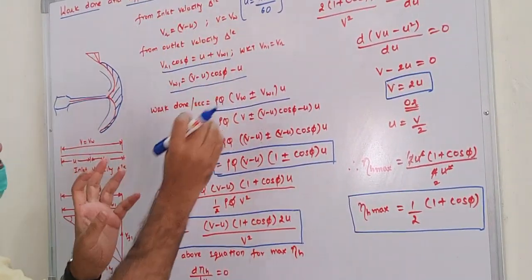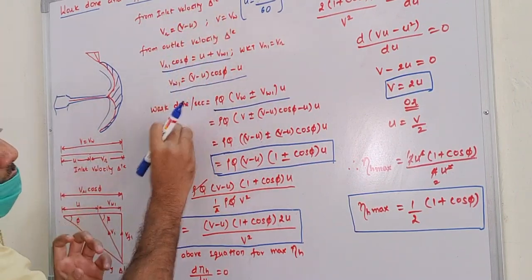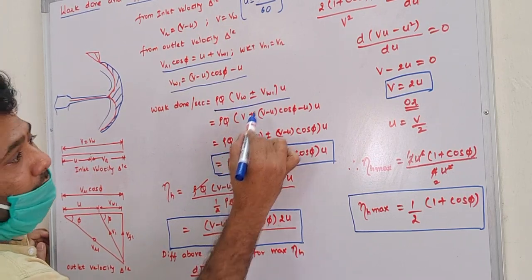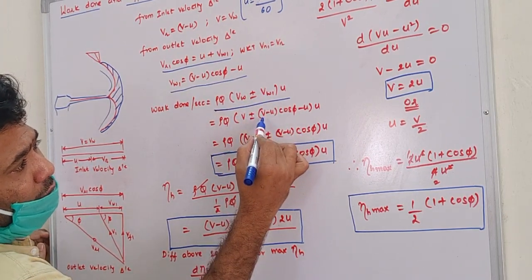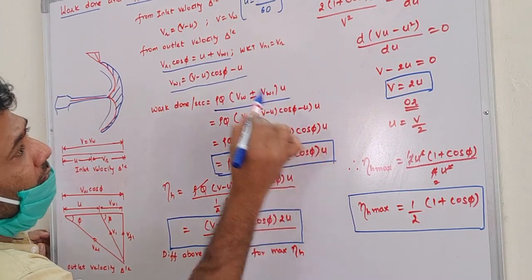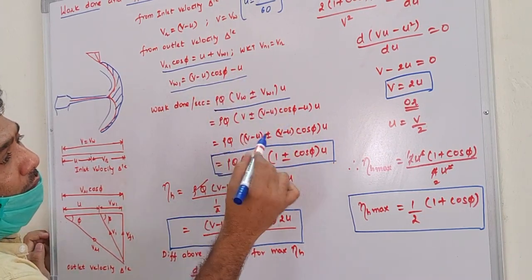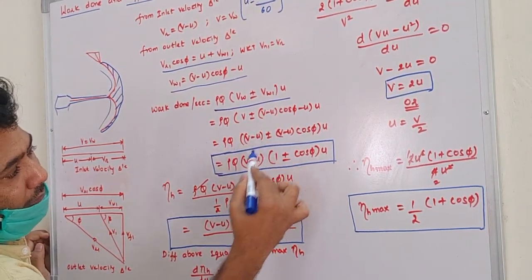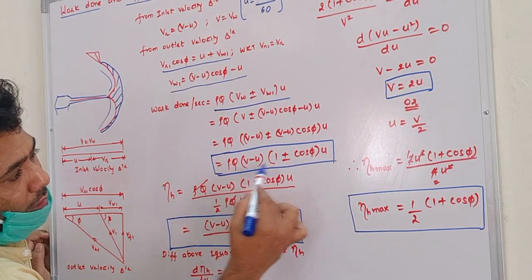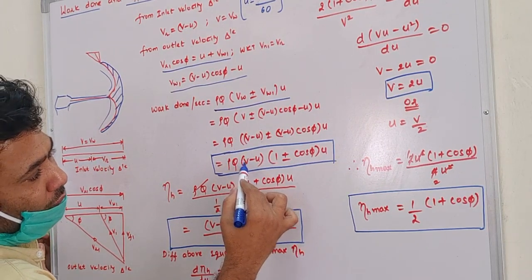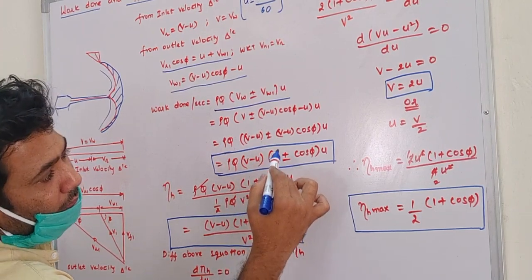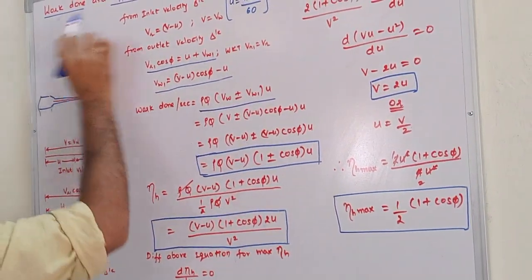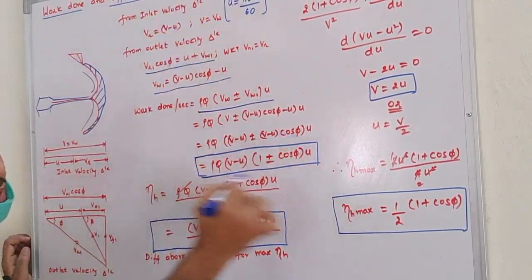So let us substitute both these values into the earlier equation. See here what I have done. Vw is substituted by V. Vw1 is substituted by (V minus u) into cos of phi minus u. Now I am just rewriting the same equation, and this is how the equation looks. In this I can bring out V minus u common. So what is left over? Rho Q into (V minus u) into bracket (1 plus or minus cos of phi) into u. This is the equation for work done per second in the case of a Pelton turbine. So this is the work done equation.